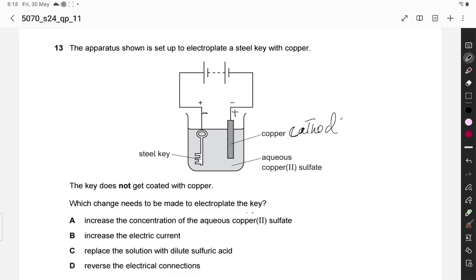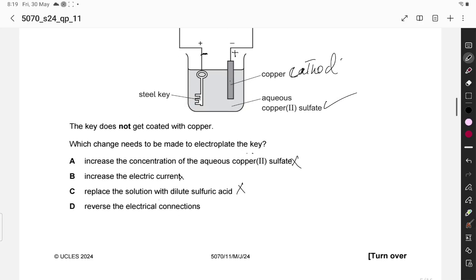If the anode is made of copper and the key is made the cathode, the copper plate acts as an anode. Which change? Increase the concentration of aqueous copper 2 sulfate, increase the electric current, replace the solution with dilute sulfuric acid. No, aqueous copper sulfate is correct. Reverse the electrical connection. Yes, this is the correct option because it makes the key cathode and copper anode.